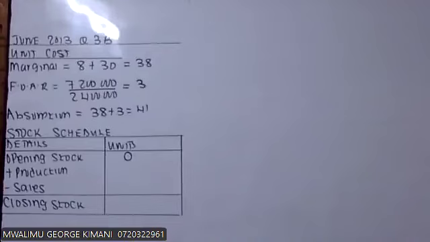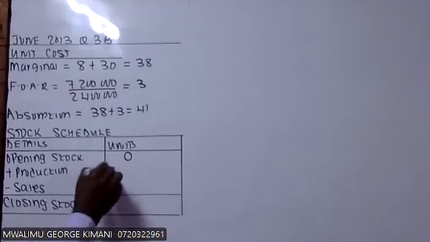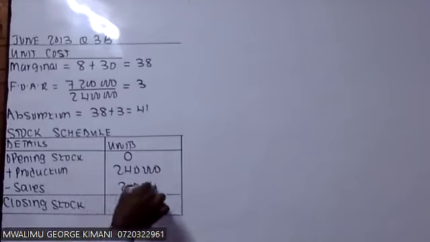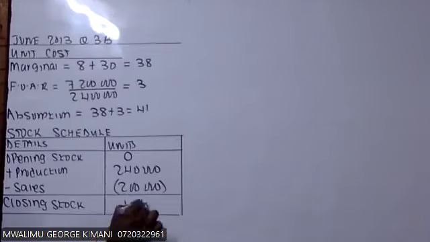Then what else are we told? According to information 3, in the month of April, the number of units produced and sold were 240 and 200 respectively. So production was 240,000 and sales was 200,000. So this leaves us with a closing stock of 40,000.